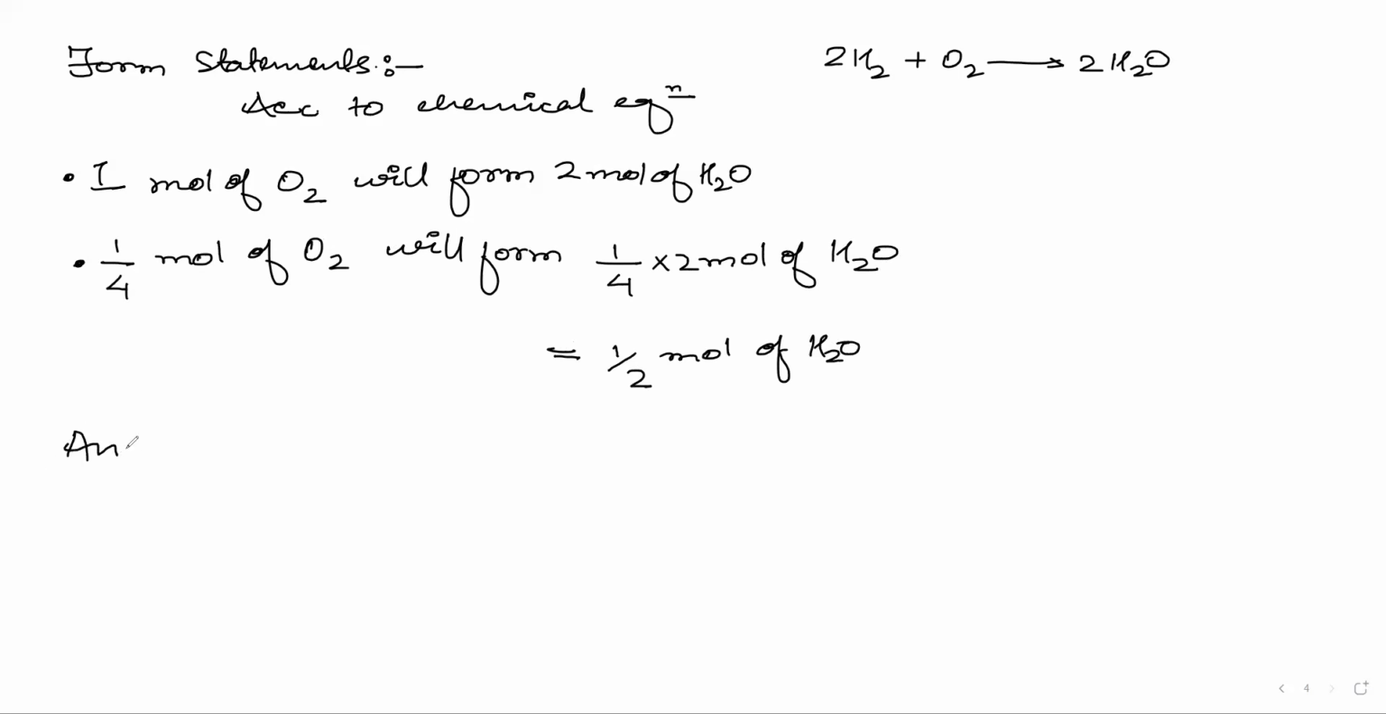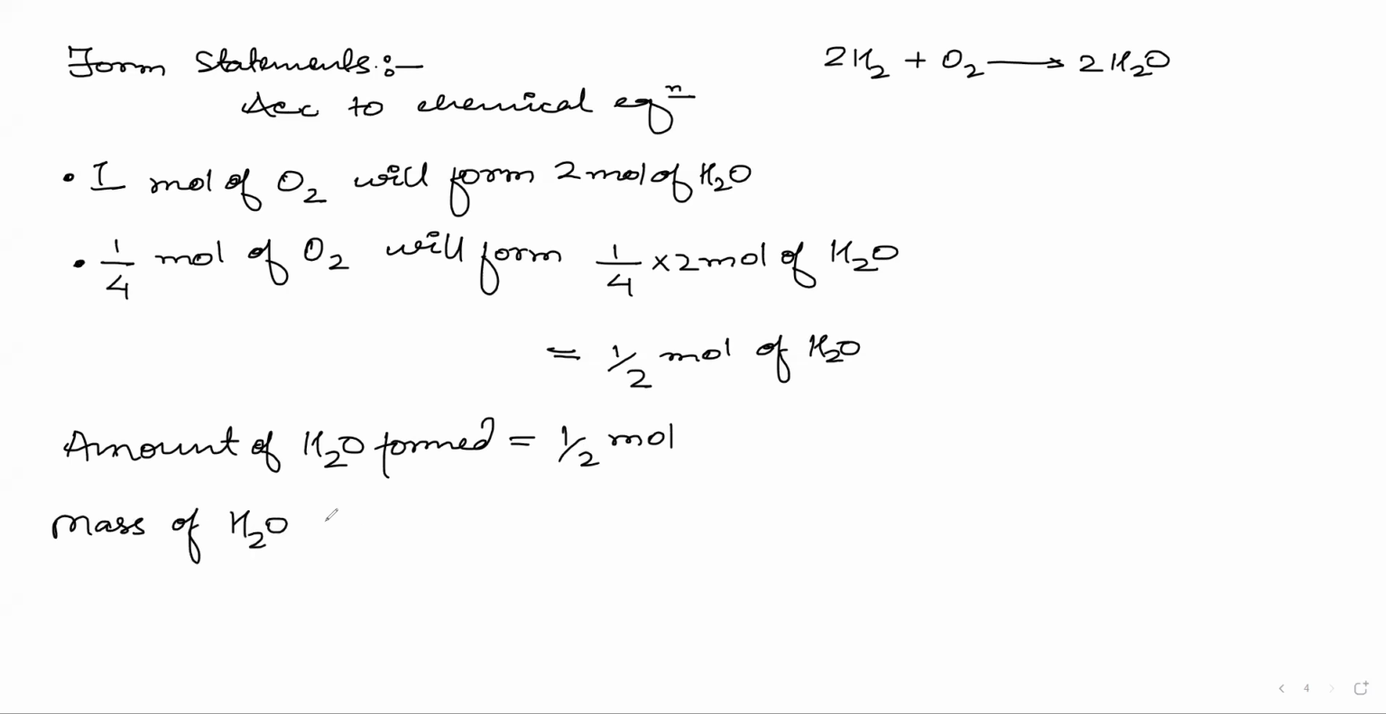Now what can we write? The amount of H2O formed is equal to 1/2 mole, and the mass of H2O formed is equal to the number of moles, that is 1/2, into the molar mass, that is 18 grams per mole. The moles inverse and moles will cancel out. So we will get 9 grams as the mass of H2O.